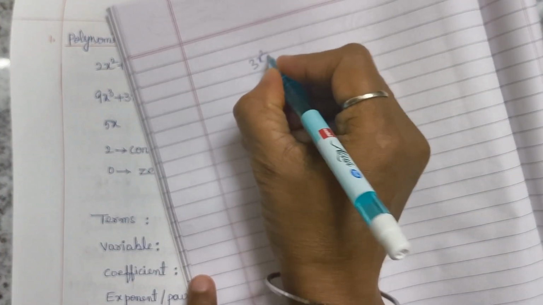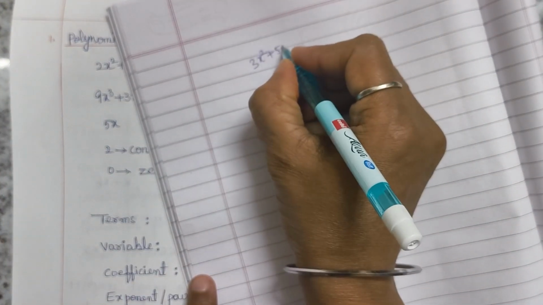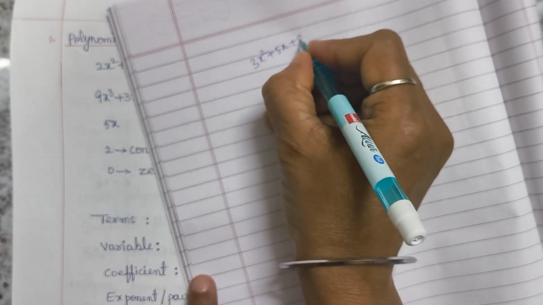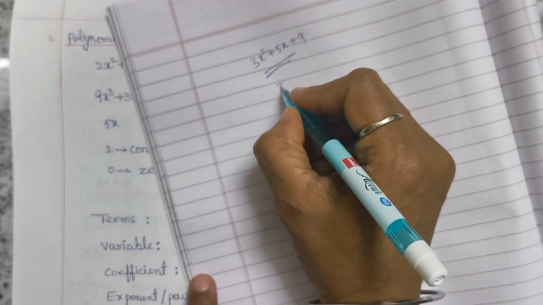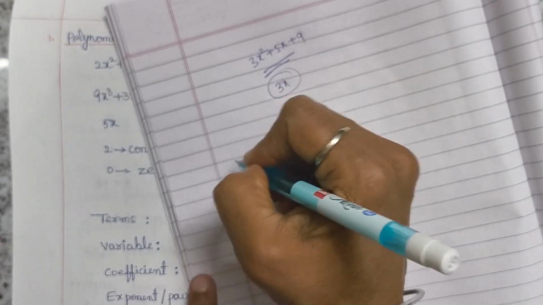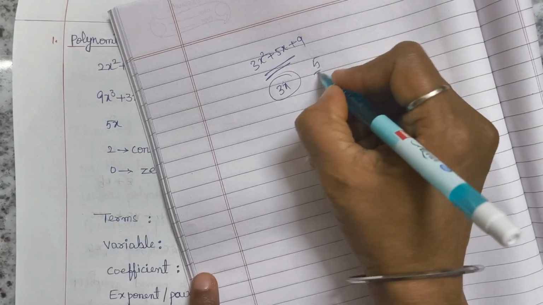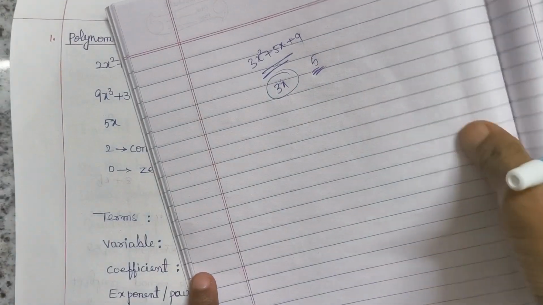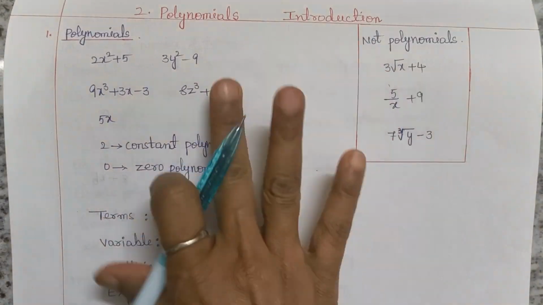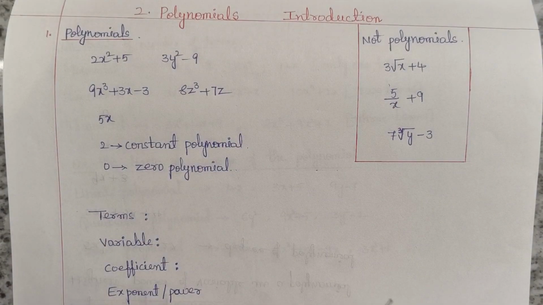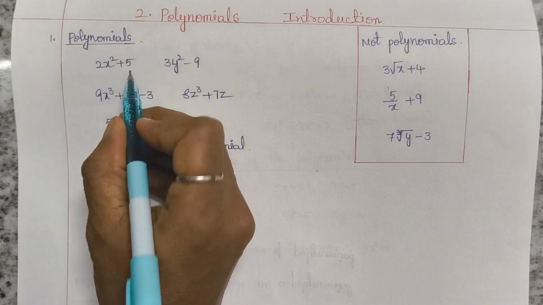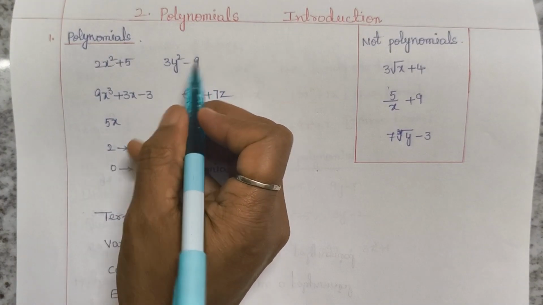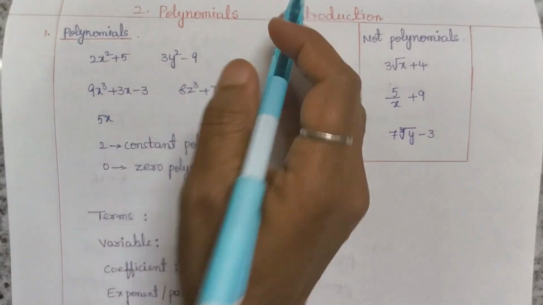See here, 3x square plus 5x plus 9. This is also a polynomial. I am writing only one term, 3x. This is also a polynomial. I am writing only 5. This is also a polynomial. See here, many terms, if terms are there, it is a polynomial. See here, 2x square plus 5, one polynomial. 3y square minus 9, polynomial. This is also a polynomial.